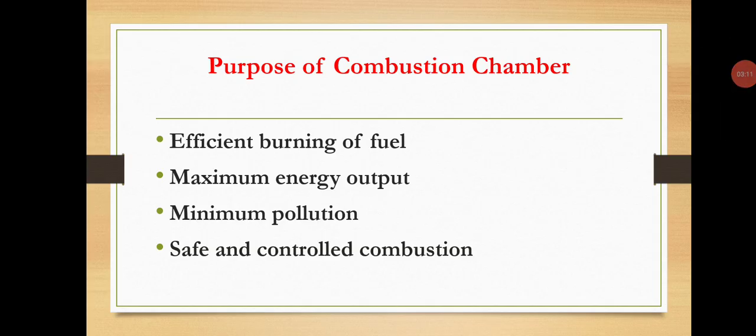and ensure stable operation. The purpose of a combustion chamber is to ensure efficient burning of fuel by proper mixing of air and fuel. It helps to produce maximum energy output by converting chemical energy into heat energy. It also minimizes pollution by promoting complete combustion and ensures safe and controlled burning under high temperature and pressure conditions.